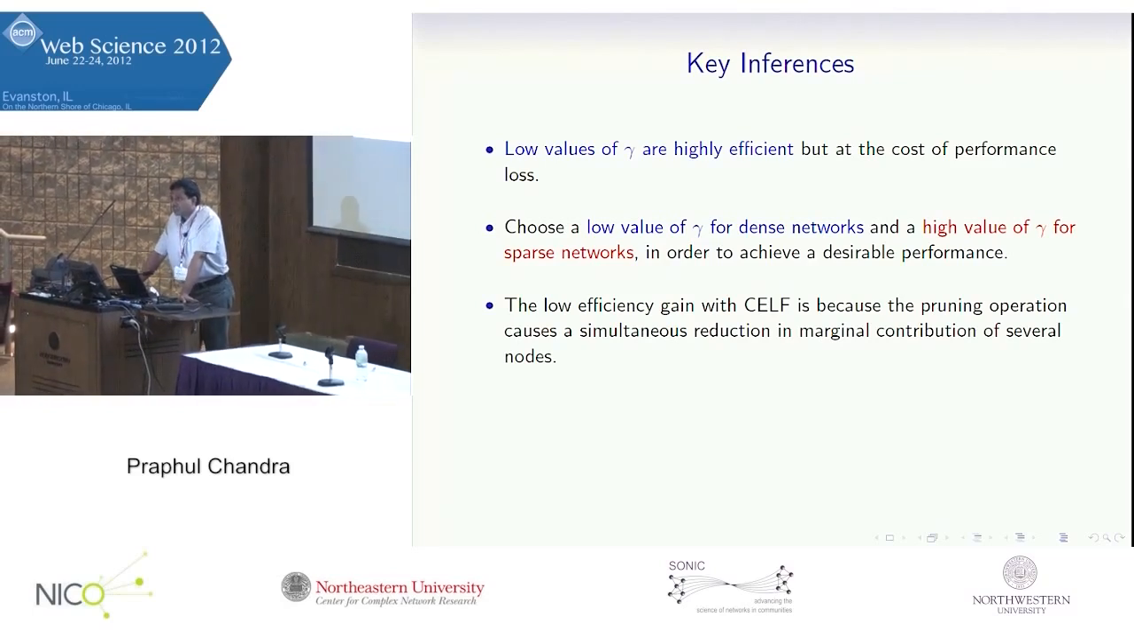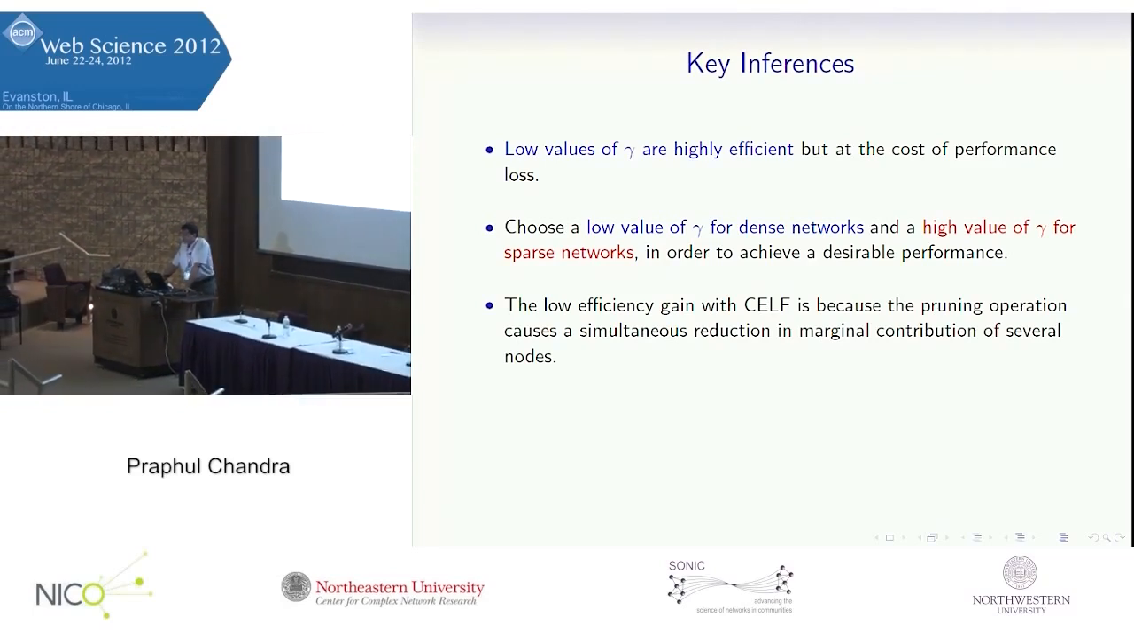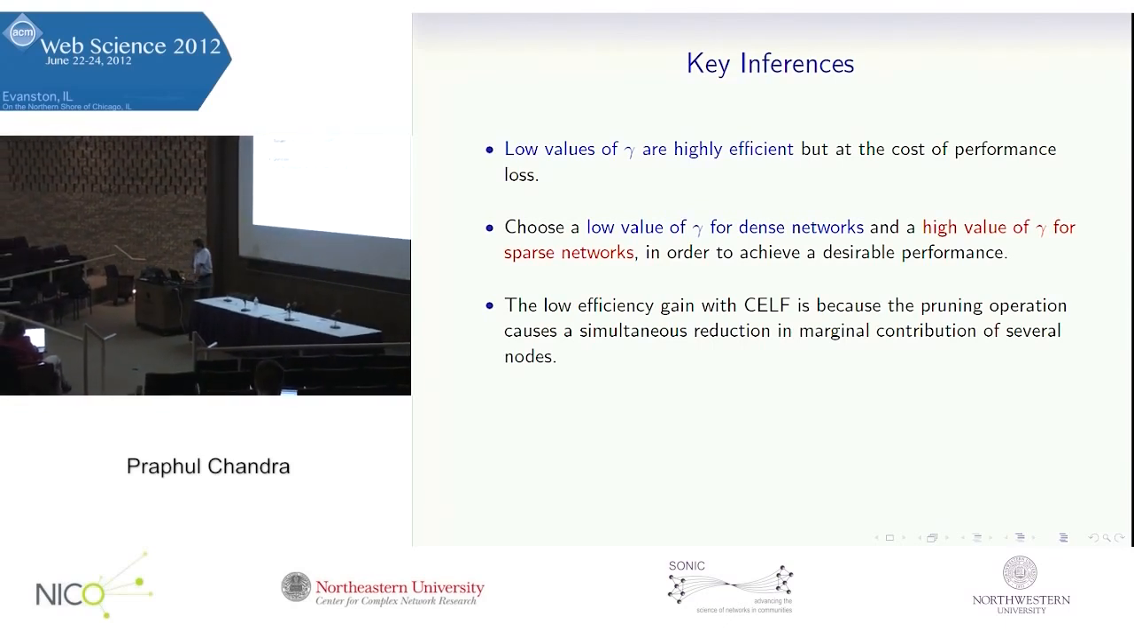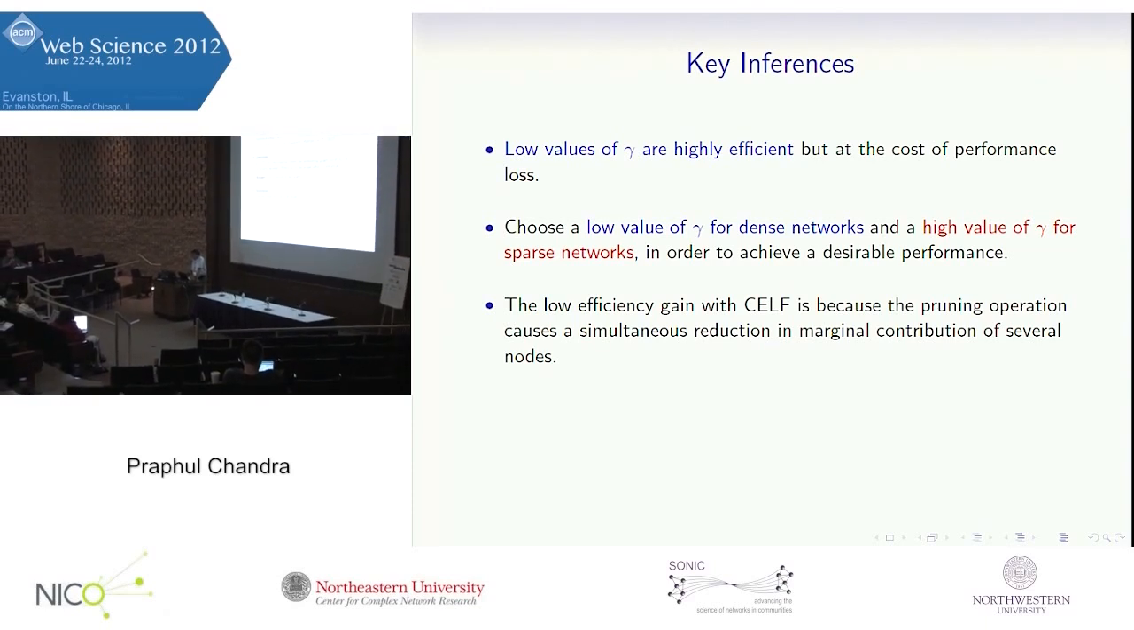Another important question is to estimate the influence spread on the original graph when the graph is iteratively pruned. Since the pruning itself is done only to improve the efficiency, we need to compute the actual influence spread on the original graph. So we derive a lower bound which helps us evaluate this influence spread.